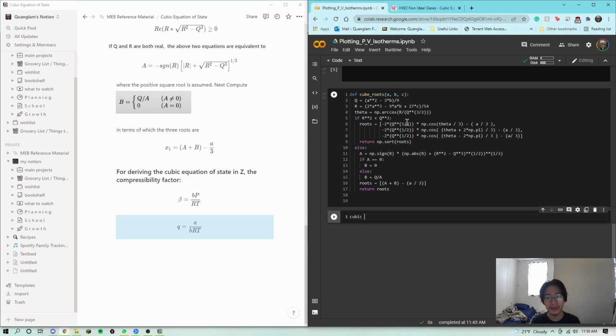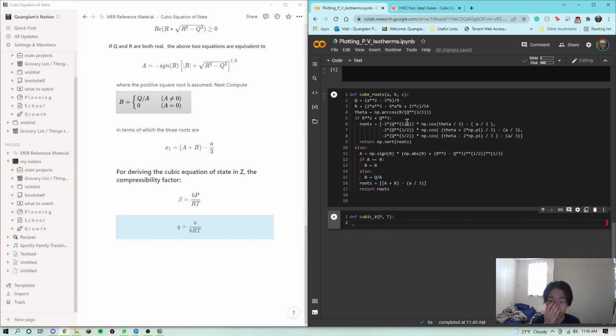So cubic V, and we're asking for the inputs pressure and temperature, right? Oh, I always forget to define. There we go.